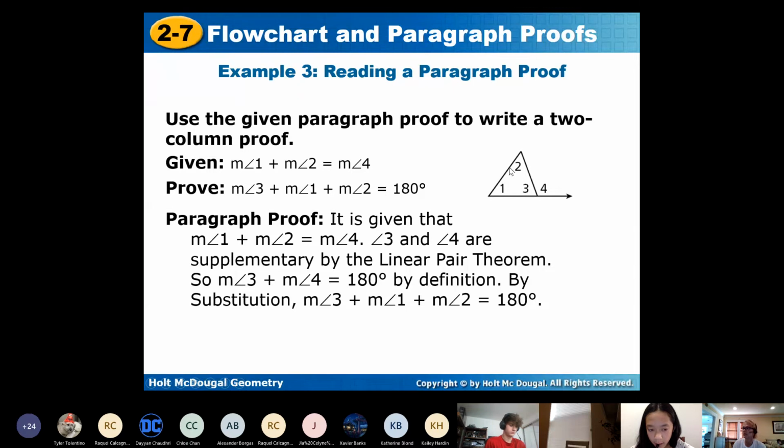So it's given that angle 1 plus angle 2 equals angle 4. 3 and 4 are supplements, right? These two are supplements by the linear pair theorem. So that means 3 plus 4 is 180. And if that's the case, then you just substitute the 3 for the 4, and you get measure of 3 plus measure of 1 plus measure of 2 equals 180. Boom, done. Of course, you could do that in 4 steps in a 2-column proof, but that's how you do it. You just write it out.